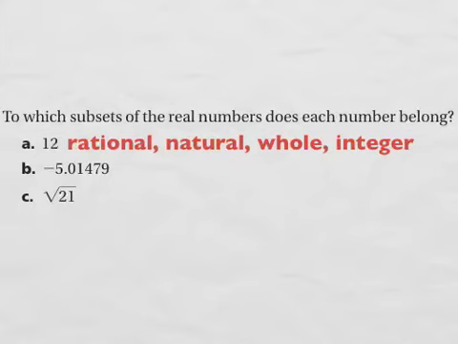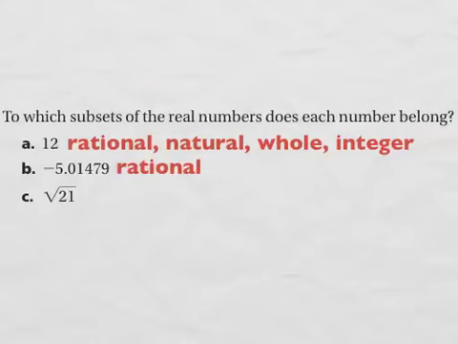If you look at B, it says -5.01479. Notice that there is nothing after 9. If it was going to keep going on and on forever, it would have an ellipsis. Because it does not have 3 dots at the end, it means that it does terminate. It does stop at 9. So it is a terminating decimal, which makes it a rational number.